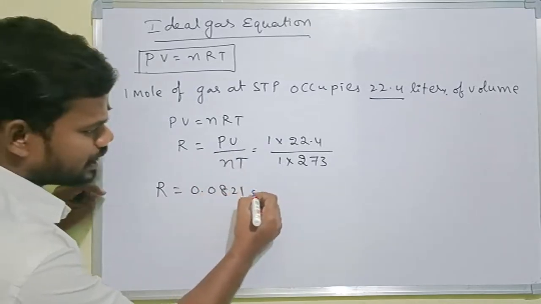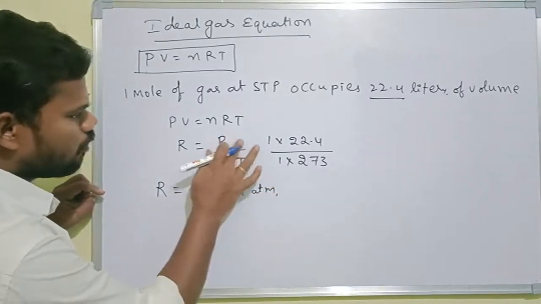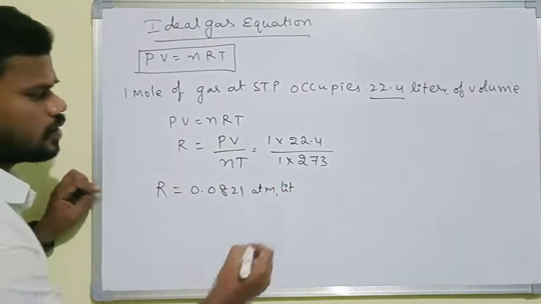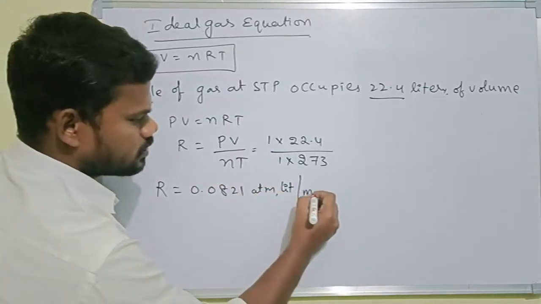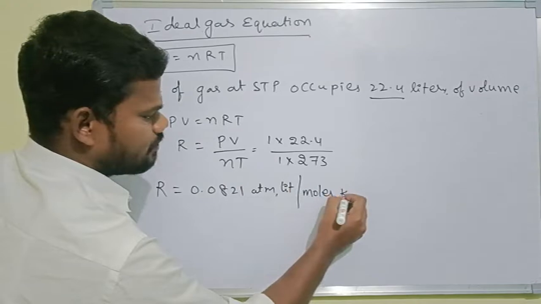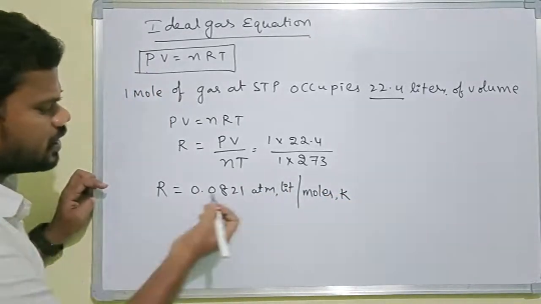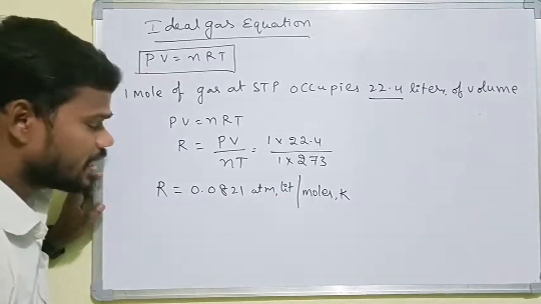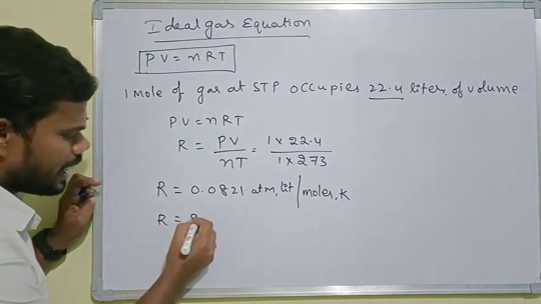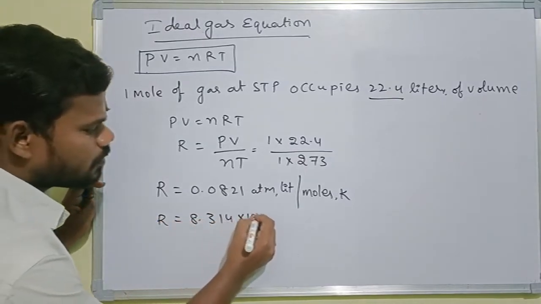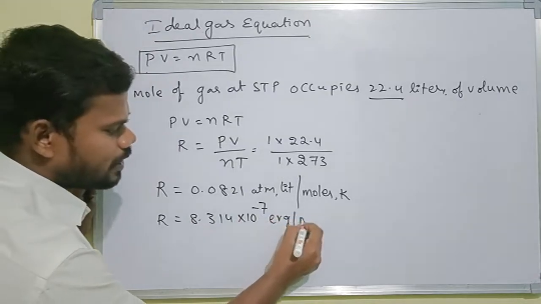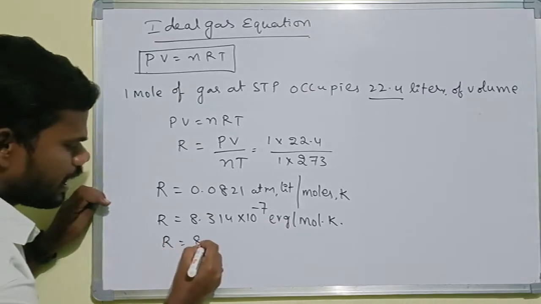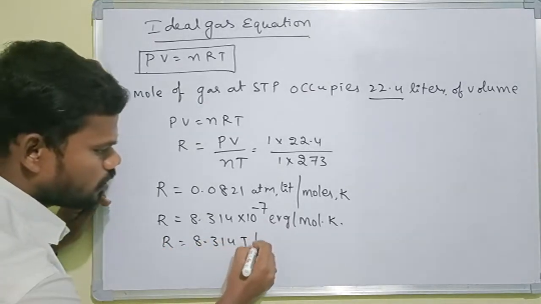We can also write the units. Pressure units are atmospheres, volume units are liters, n is the number of moles, and temperature is in kelvins. These are the units for the R value 0.0821. Now we can observe the different R values. R equals 8.314 into 10 power 7 erg per mole Kelvin. Then R equals 8.314 joule per mole Kelvin.